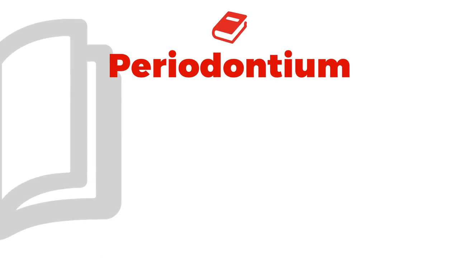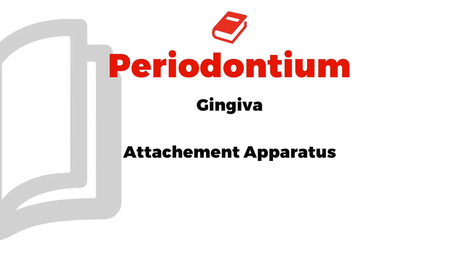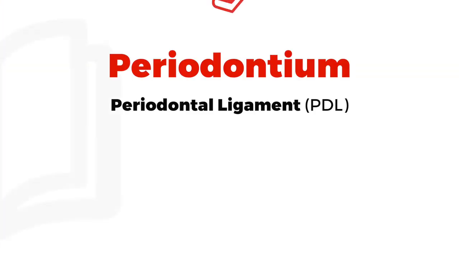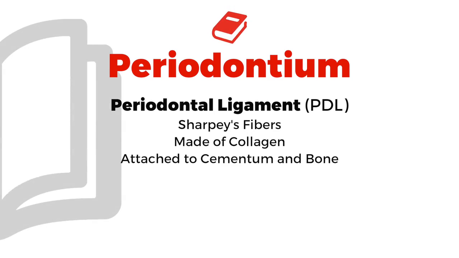The periodontium is composed of 2 main components. We've got the gingiva that protects everything under it, and we've got the attachment apparatus. Let's break the attachment apparatus down into its 3 main components. The PDL is the first of the 3 components of the attachment apparatus. It is made of strong fibers that have Sharpey's fibers on the end of them. Sharpey's fibers are made of collagen and attached to cementum and bone.